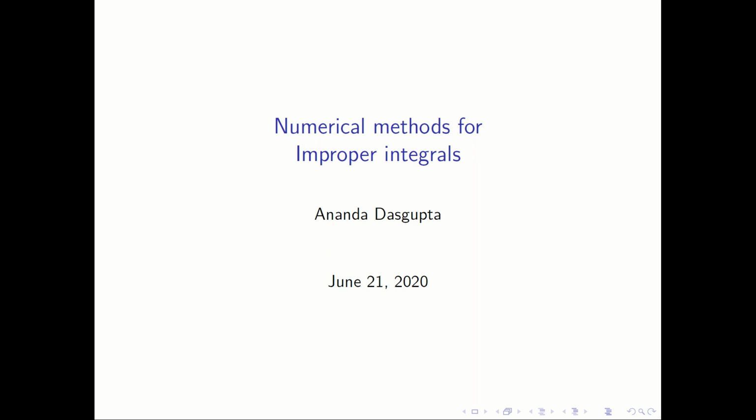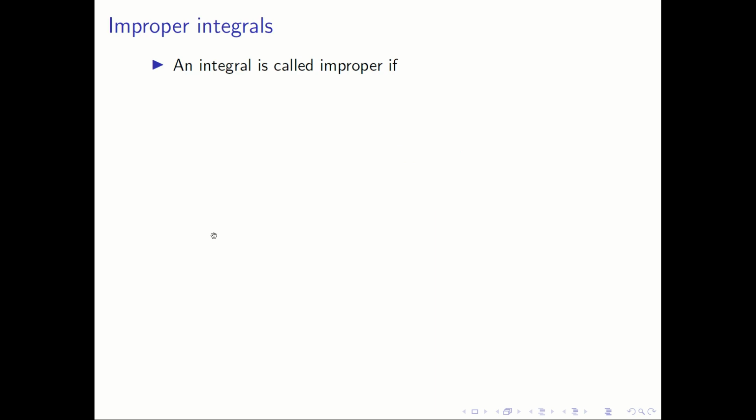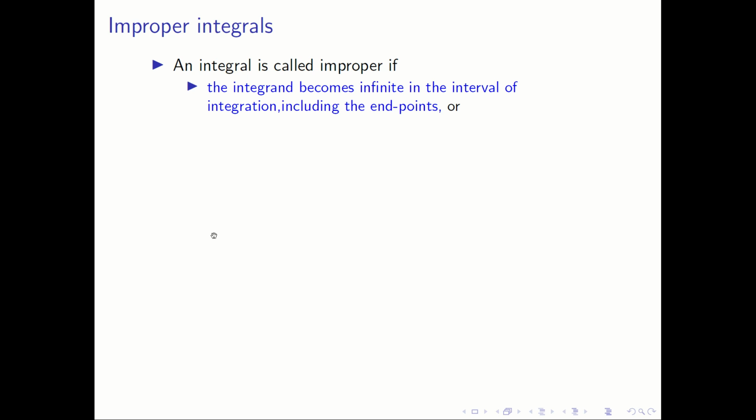These are integrals which, strictly speaking, cannot be defined directly in terms of the standard theory of integration. An integral is called improper if either the integrand becomes infinite in the interval of integration, including perhaps at the endpoints, or the interval of integration is unbounded. So, instead of being over a finite interval from a to b for finite a and b, it is over either a semi-infinite interval or an infinite interval, maybe the whole of the real line.